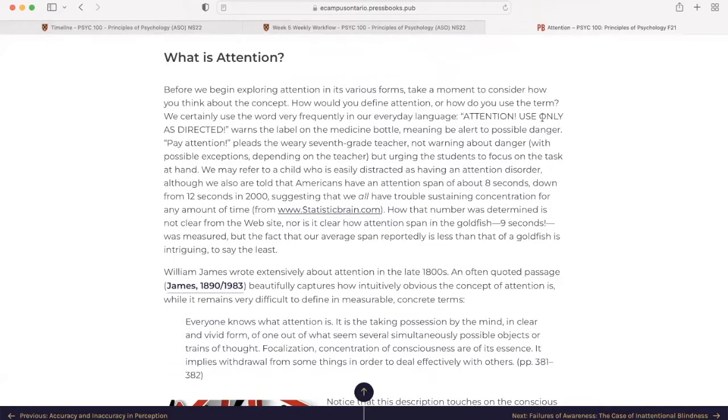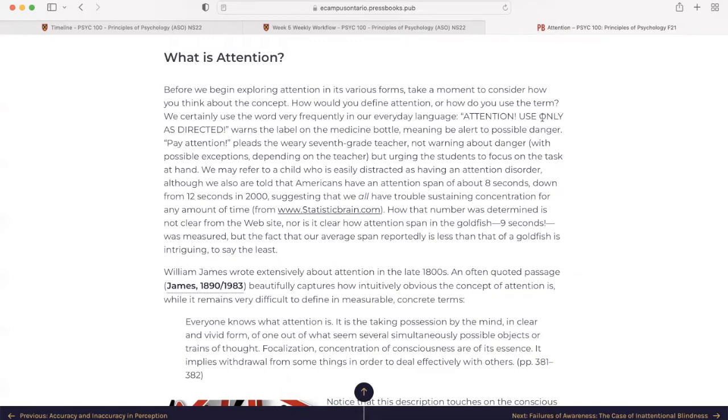Before we begin exploring attention in its various forms, take a moment to consider how you think about the concept, how you would define attention, or how you would use the term. We certainly use the word very frequently in our everyday language. Attention, only used as directed. Did you see what I did? I wasn't paying attention to the words, was I?